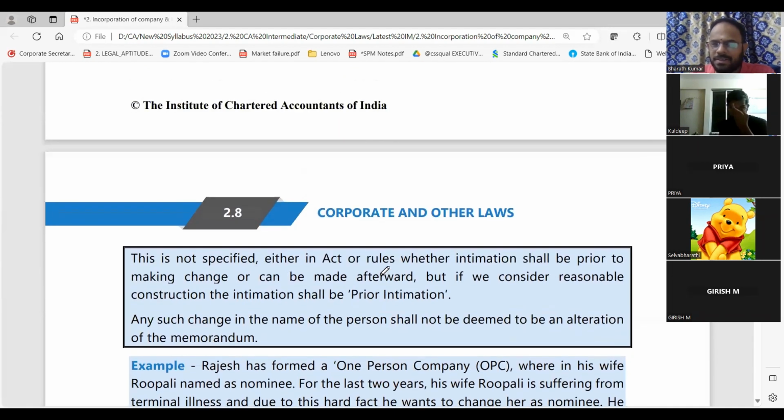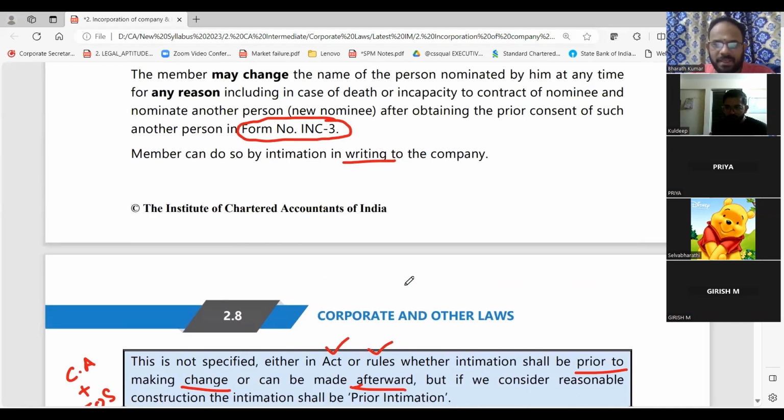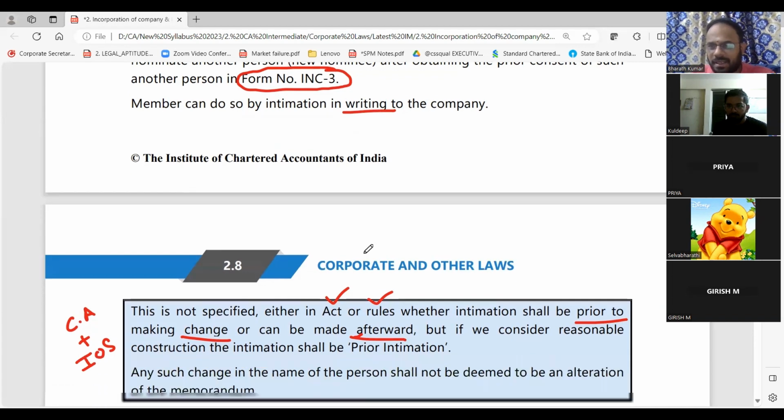Now see this. See the beautiful connection with interpretation of statutes. Can you think Companies Act will be connected with IOS? See this point. This is not specified either in Act or rules whether intimation shall be prior to making change or after making change. That means what? The nominee declaration, before making change, you should tell them in INC-3 or after making change, and they are asking.